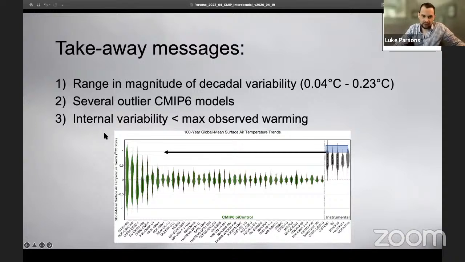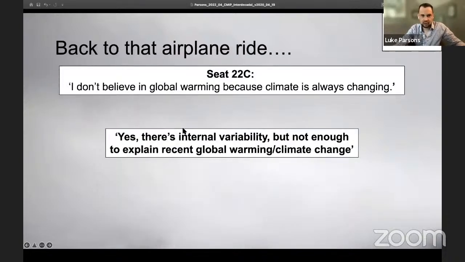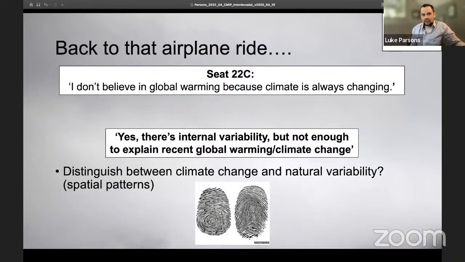Despite this, even with some of these outlier climate models, even in the hottest warming century of internal climate variability in some of these CMIP6 control runs, they never show global warming trends that exceed the last 100 years of instrumental warming. So you could say, yes, there's a lot of internal climate variability, but not enough to explain the recent global warming or climate change, even in the climate models that I think have an unrealistically high amount of internal climate variability. But even if some of these models do produce a huge amount of internal climate variability, could we distinguish between climate change and natural variability based on their spatial patterns?